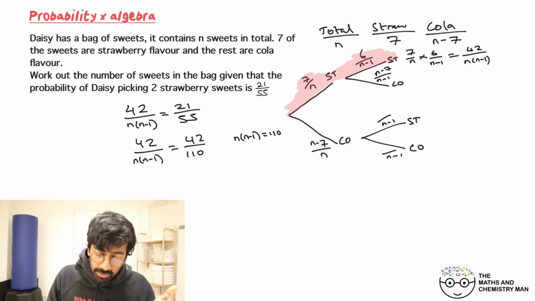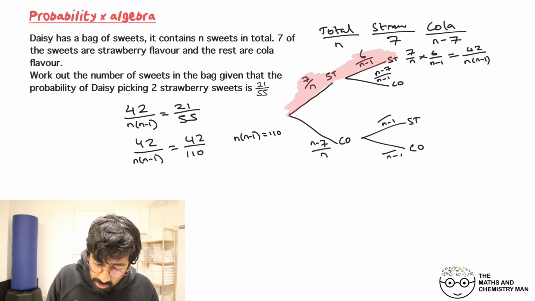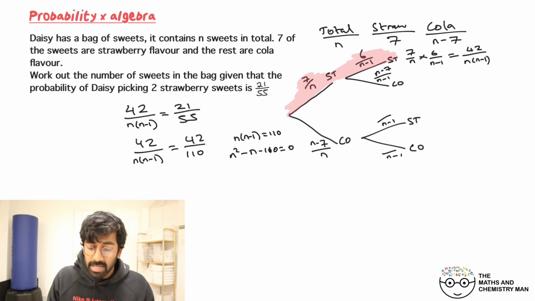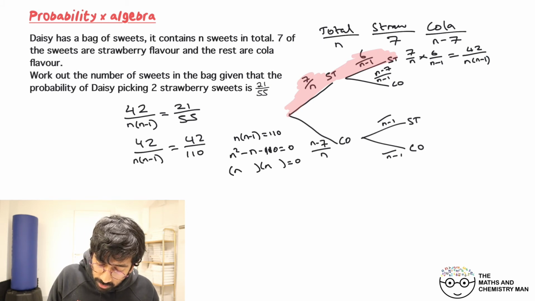You can expand it out if you really wanted to, or you can just see what the answers are going to be. Some of you might see it. If you can't though, you can expand it: N squared minus N, and then bring that 110 over as well, so minus 110 is equal to 0. And then try and factorize it. So if you factorize this, we'll get N and N equal to 0. We're looking for minus 11 and positive 10. So our solutions here would be N is equal to 11 and N is equal to minus 10.